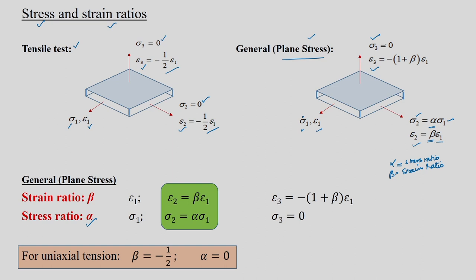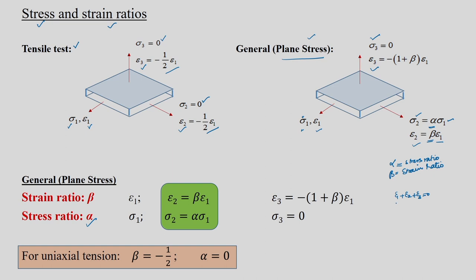Fine, this is done now. Here sigma 3 is 0. How do you get epsilon 3? Epsilon 3 can be obtained from these two. Epsilon 1 plus 2 plus 3 can be kept as 0, because now principal incremental strains can be integrated, let us say.